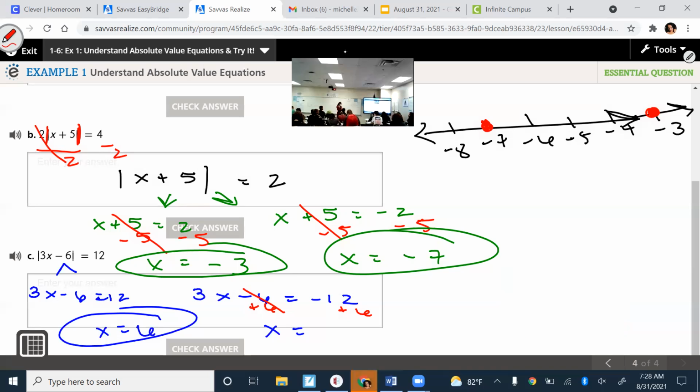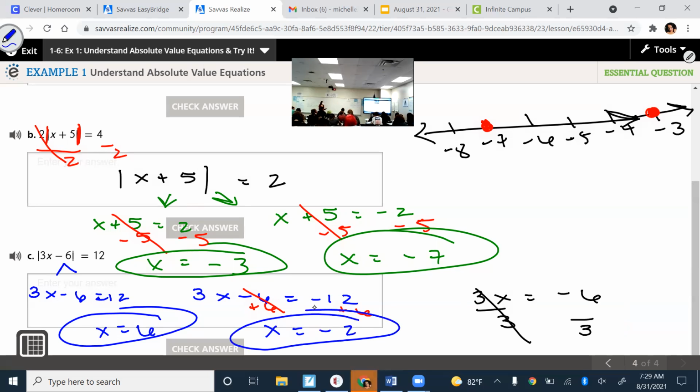That's what I thought. All right, and then we have 3x equal to negative 6, right? Because negative 12 plus 6 is negative 6. Divide 3 on each side, and we get x equal to negative 2. All right. I didn't go super in depth in that one because it's kind of like the ones we just did. All right, any questions?